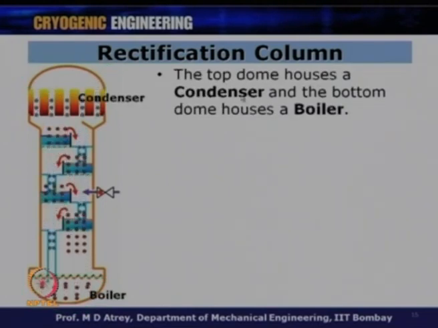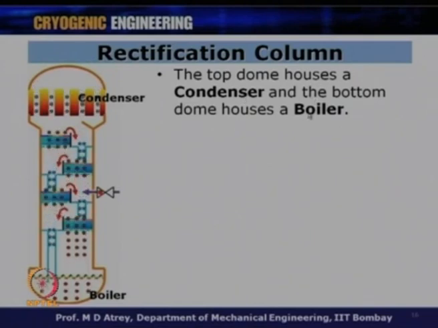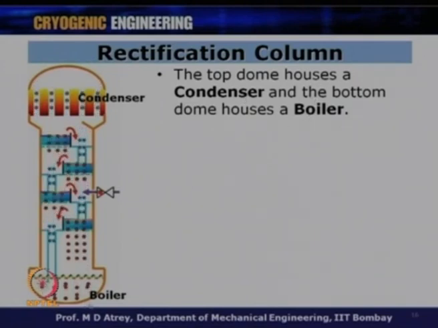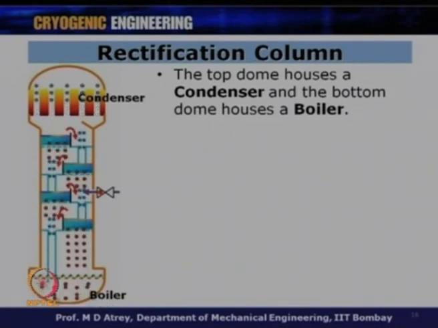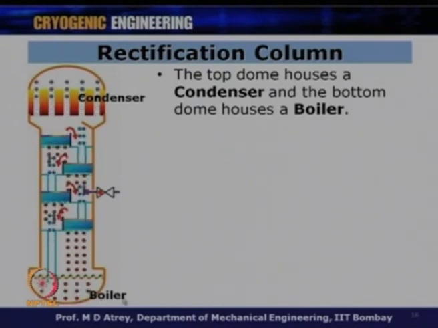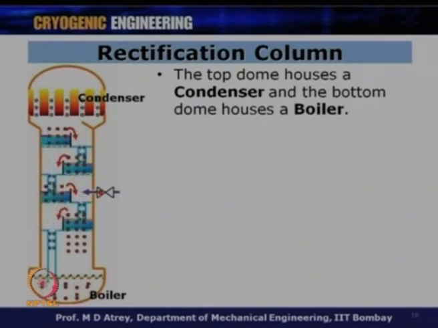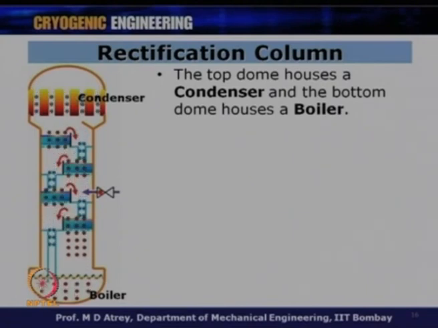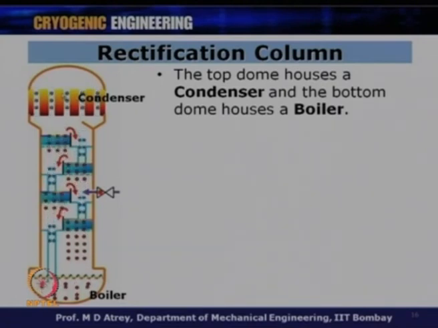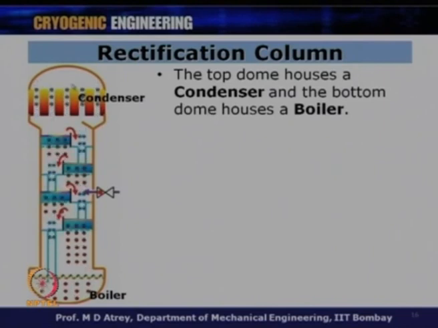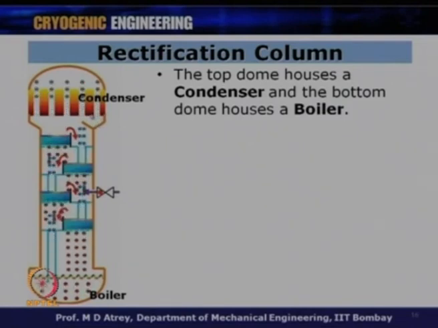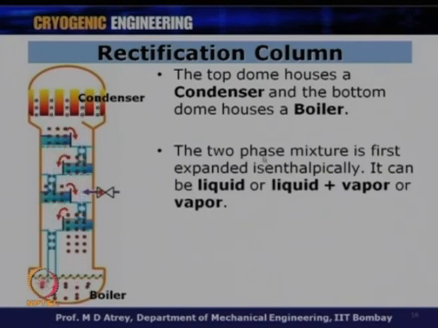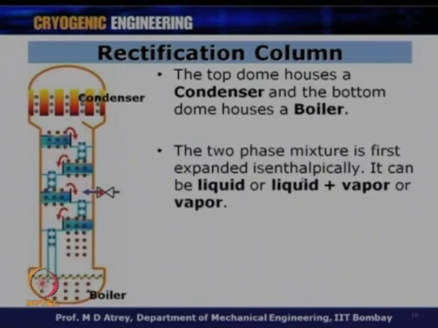The top dome houses a condenser and the bottom dome houses a boiler. What you collect at the boiler ultimately is a high boiling component liquid. So, liquid is stored here and the boiler is supplying heat to this liquid, while the enriched vapor of the low boiling component comes to the top, and this vapor will be ultimately condensed at this point to get liquid of the low boiling component, which is nitrogen in a nitrogen oxygen mixture, and this is therefore called a condenser.